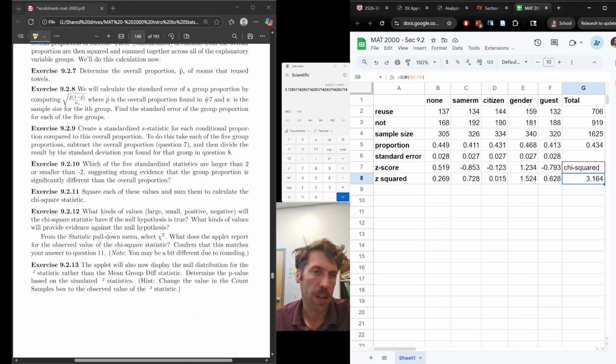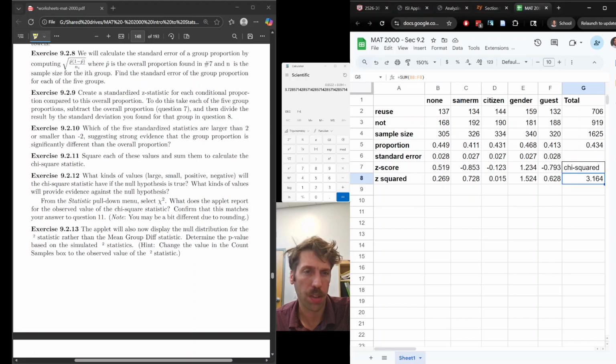Now, number 12. What kinds of values, large, small, positive, negative, will a chi-squared statistic have if the null hypothesis is true? So if the null hypothesis is true, then all the p hats would be equal, right? And so if all the p hats were equal, then think about what would happen then. Okay, what kinds of values will provide evidence against a null hypothesis? Well, that's when there's a lot of difference between them.